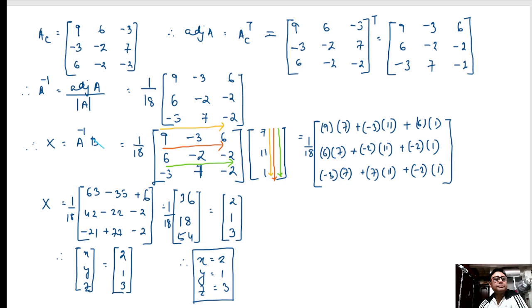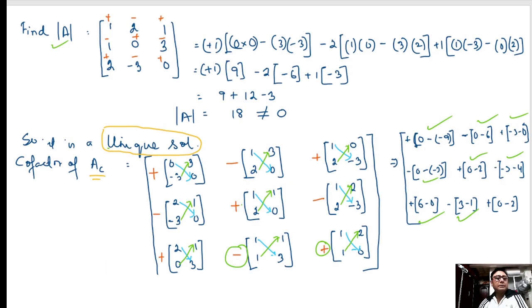Next, minus 3 into 7 plus 7 into 11 plus minus 2 into 1, and this is this part. So now on calculations we are getting this as 63 minus 33 plus 6, which is 36, and this is 18, this is 54, dividing by 18 we are getting this. This was the matrix X, which is actually X, Y, Z. So X is 2, Y is 1, Z is 3. So this is our solution. Clear? This is our solution.